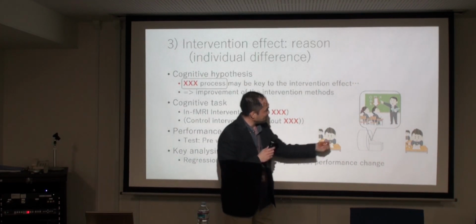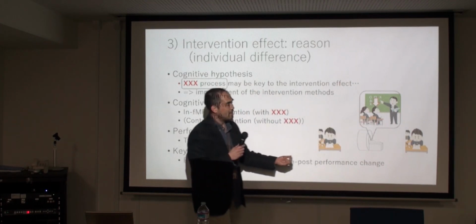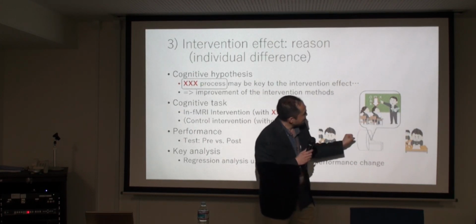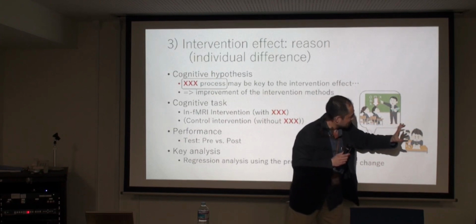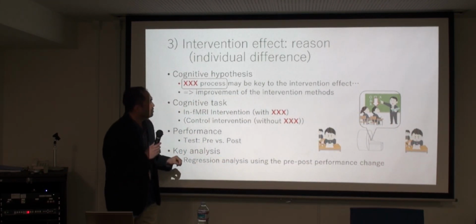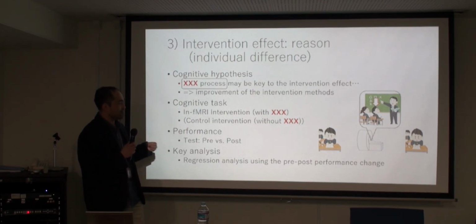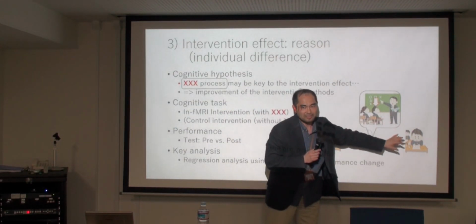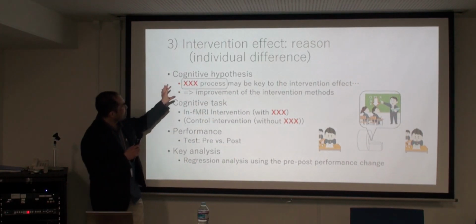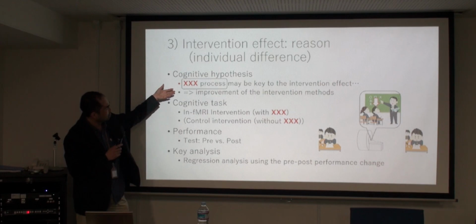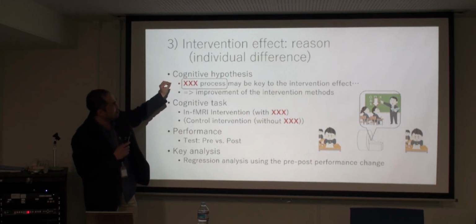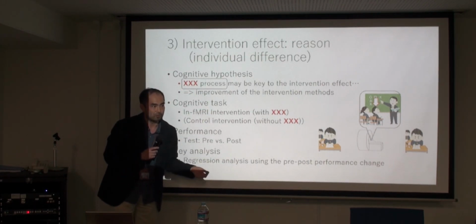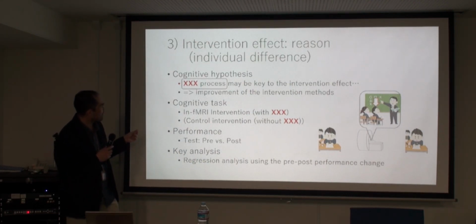By knowing the process during the intervention and seeing the brain activation related to the change of the performance, we can know how the brain response differs between those who learned a lot and those who didn't learn. So by knowing this neural functioning that explains the intervention effect, it can be used to improve the intervention method itself.